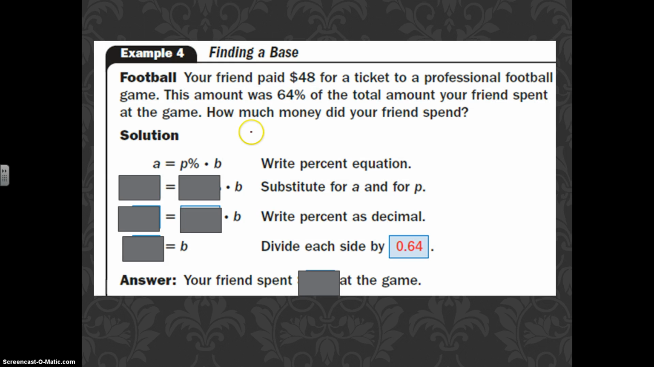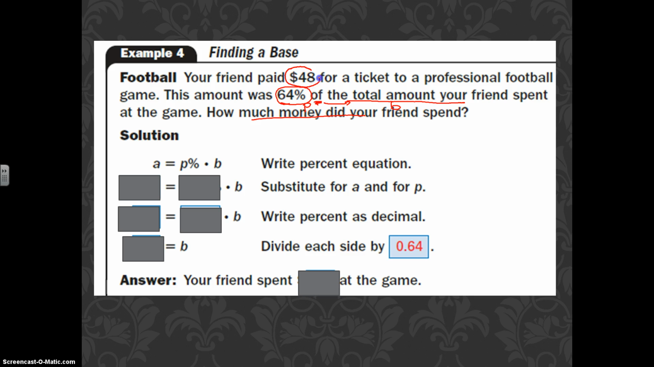In example 4, your friend paid $48 for a ticket to a professional baseball game. This amount was 64% of the total amount your friend spent at the game. How much money did your friend spend? Look, there's that word "of". So the total amount your friend spent is your B. How much your friend spent is what you're trying to find.